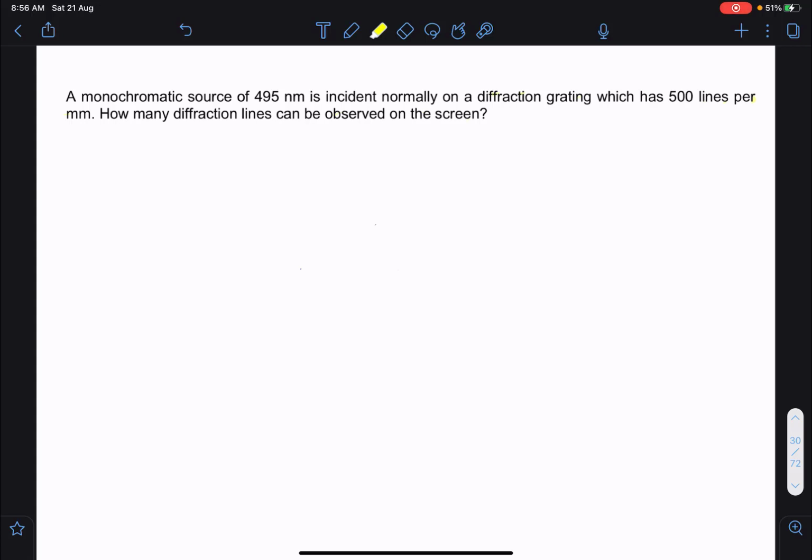I'll start off by reading the question and drawing the diagram. So let me just draw. I have a monochromatic light source of 495 nanometers, that's the wavelength, and it is incident normally on a grating. For this grating, we know that it has 500 lines per millimeter, so that allows me to find the value of d, but I'm just going to write down that value of n, that's my n, and that is 500 lines per millimeter.